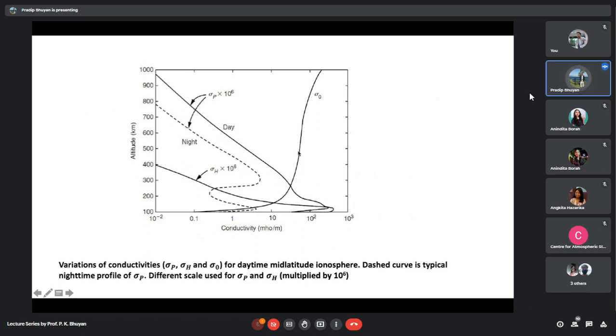Sigma naught is not increasing with height. That means it does not depend on density above about 300 or 400 kilometers. Sigma p is dominant but decreases with density. Similarly, sigma h also decreases with increase in density. You can see here, up to about 300 kilometers or so, density will increase. Electron density, ion density will increase, but sigma h will decrease. So it peaks only somewhere here.